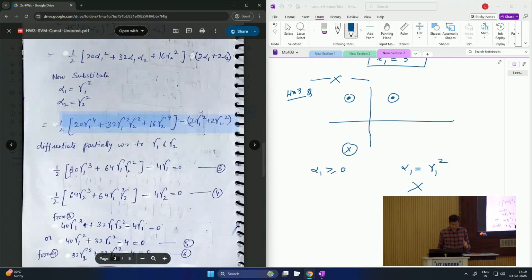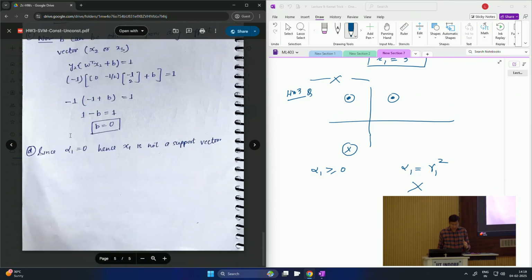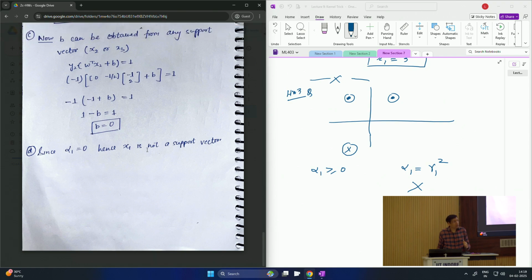So this is what we'll answer the D part. Since alpha 1 is 0, x1 is not a support vector, x2 and x3 are the support vectors. Now what are the support vectors? They are at the boundary. Correct?